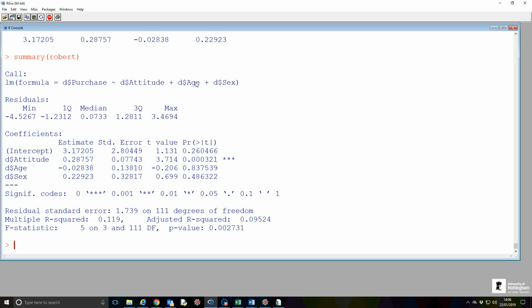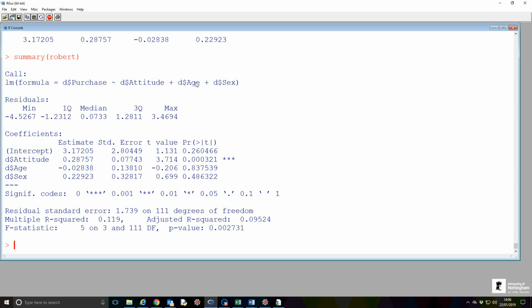If we also look at the values for age and sex, we will see that these demographics do not have an effect on purchase intention. So let me answer your question, Tassos. If you look at the coefficient estimates for attitude and sex, they're pretty similar. Yet one has a really high statistical significance and the other doesn't.